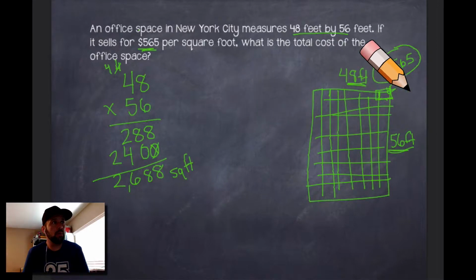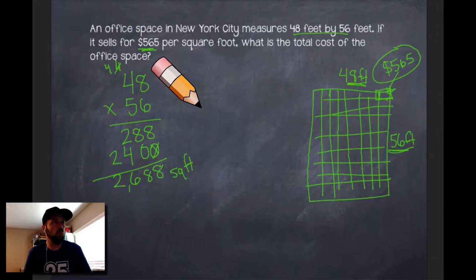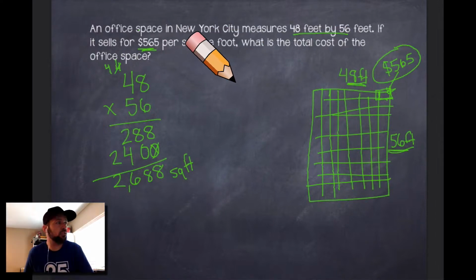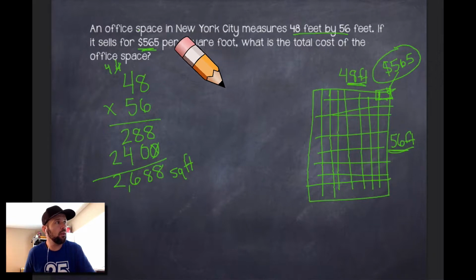Except now we're going to pay $565 for each one of those squares. So I'm going to pay that $565 2,688 times. And times, that's a keyword, that trigger word for me here to know that I'm going to have to do that 2,688 and I'm going to multiply, or times, that by 565.